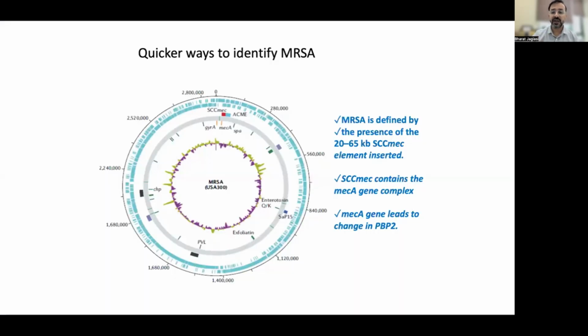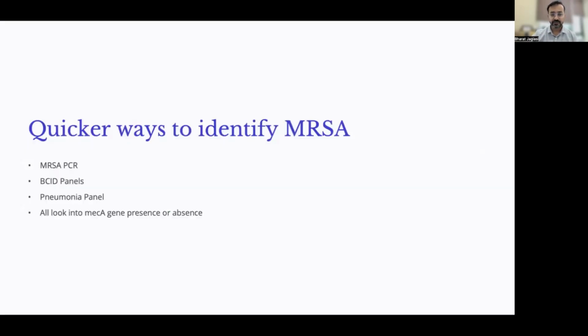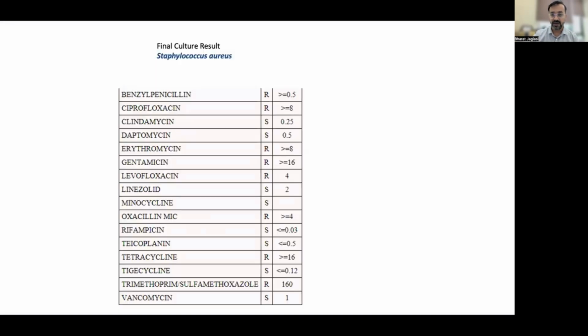MRSA is defined by the presence of the SCCmec element inserted, and it contains the mec gene complex, and this leads to a change in PBP2. The quicker ways to identify MRSA are the MRSA PCR, BCID panels, or other PCR blood culture ID panels, and pneumonia panels can rapidly detect the mecA genes, and cefoxitin resistance serves as a good surrogate for MRSA.